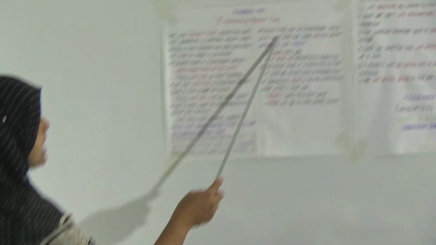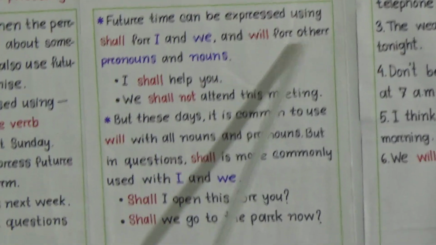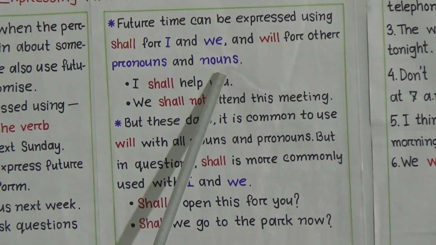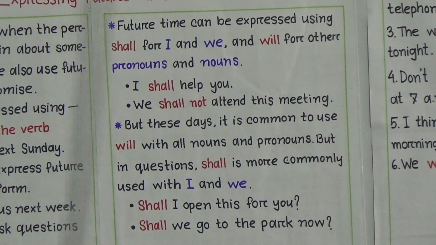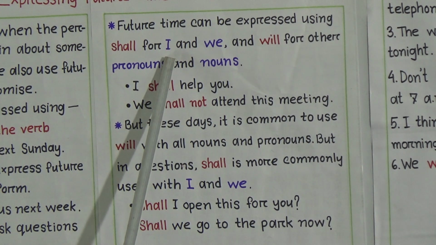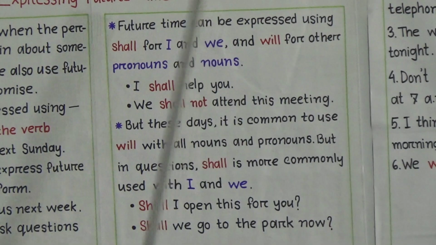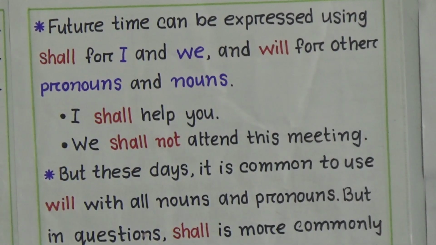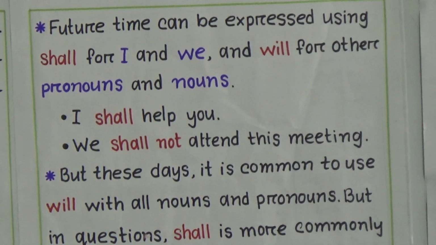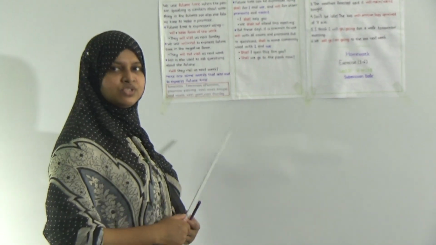Next rule, future time can be expressed using shall for I and we, and will for other pronouns and nouns. So not only will, we can also use shall for future time. When we find the subject I or we, we must use the verb shall. And when we find other pronouns and nouns, we use will. You can say, Fatema Miss will give us homework, right? Will give. That means till now I didn't give you any homework. After the ending of the class, I will provide you some homework.